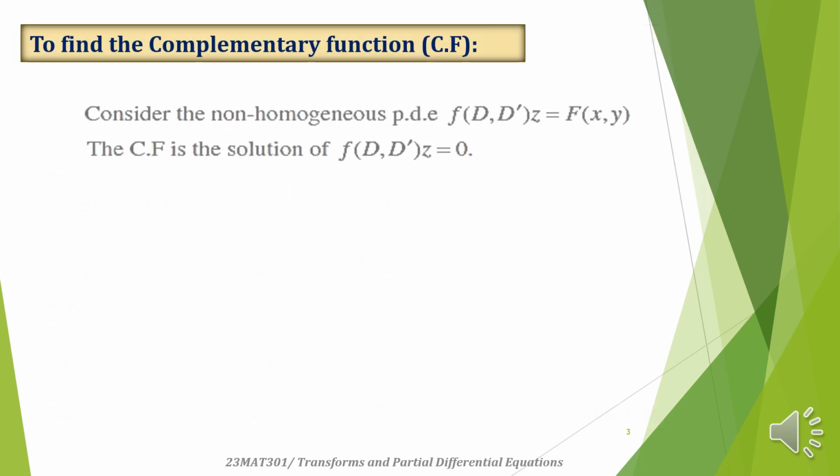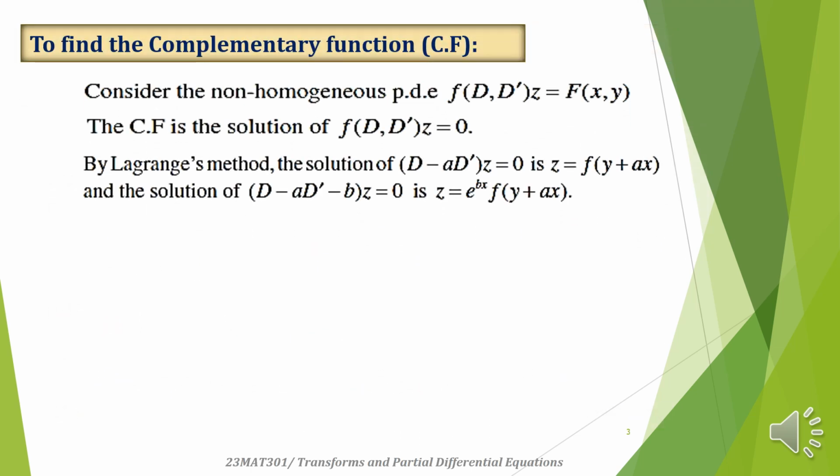What you have to do is consider the non-homogeneous partial differential equation F of D comma D dash z is equal to f of x comma y. So the complementary function is F of D comma D dash equal to 0. If (D minus aD dash) of z equals 0, then z is equal to f of y plus ax. And if (D minus aD dash minus b) of z equals 0, then z equals e power bx into f of y plus ax. So there are 2 types.